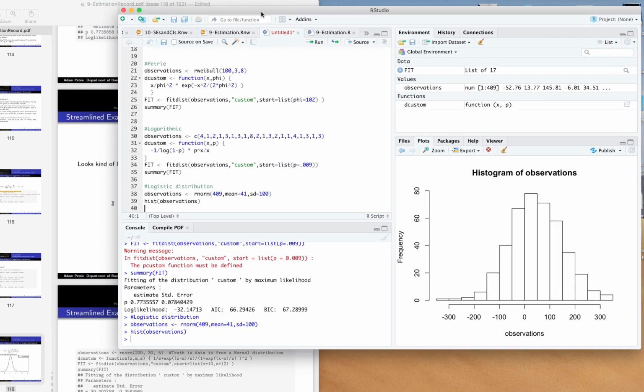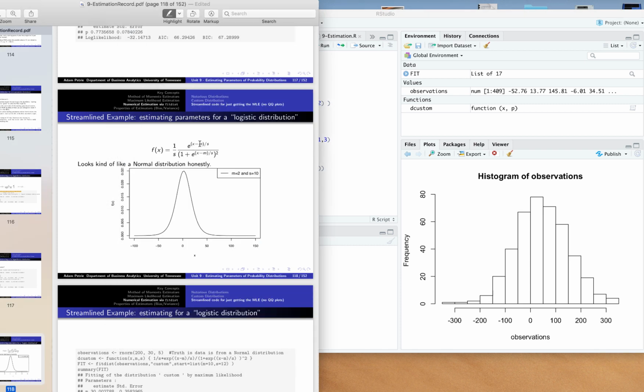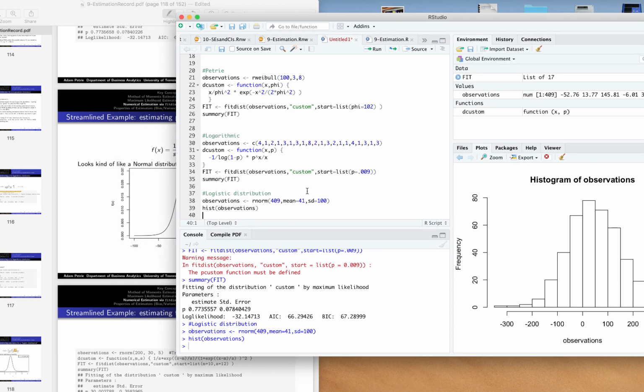So I just use that rnorm just so we have something to work with. So symmetric, we got negative, positive numbers. What if we wanted to fit this logistic distribution to it? Well, two unknown parameters here, m and s, but easy peasy.